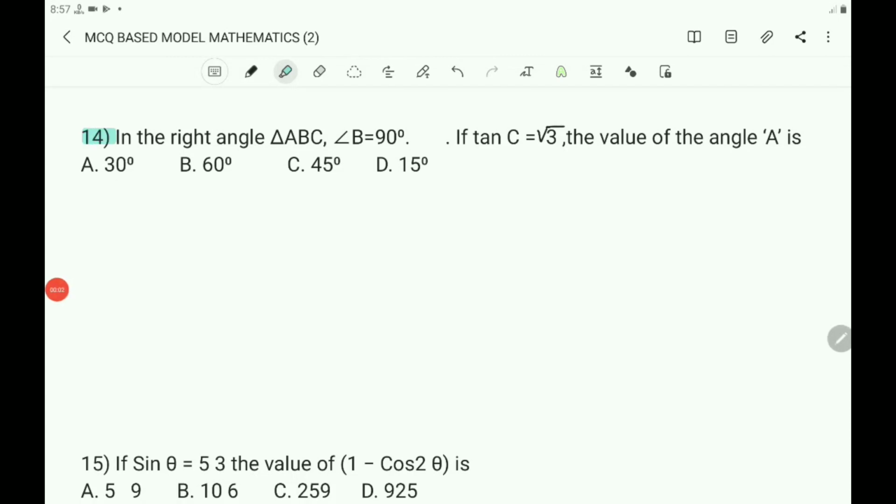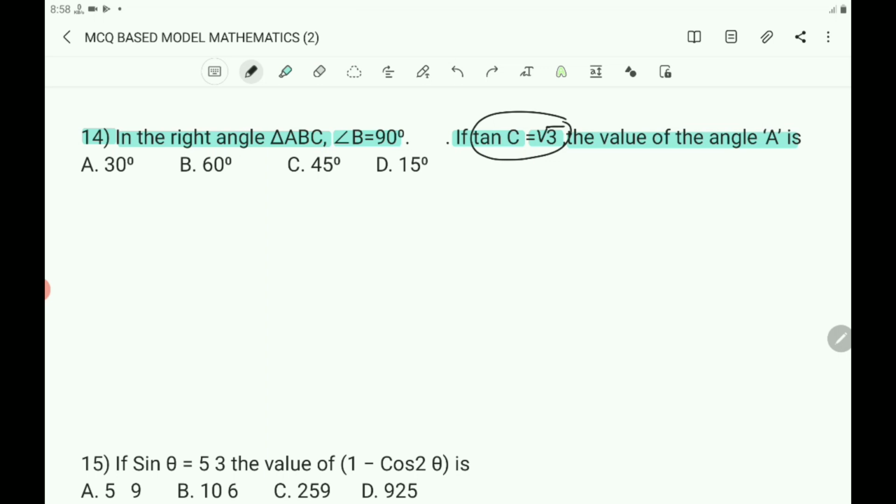Now the 14th question. In the right angle triangle ABC, angle B equals 90 degree. If tan C equals root 3, then find the value of the angle A. Here what is given? Tan C is given. We have to find the value of angle A.